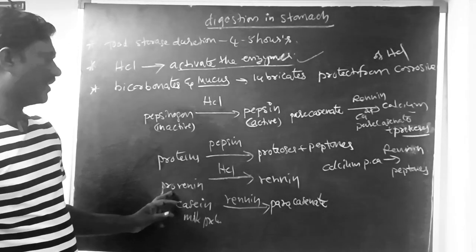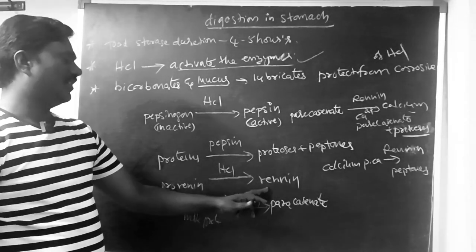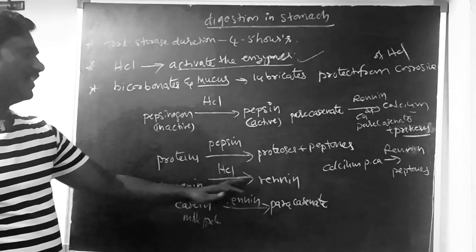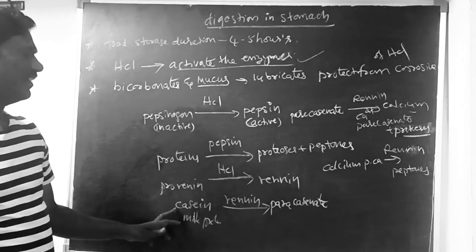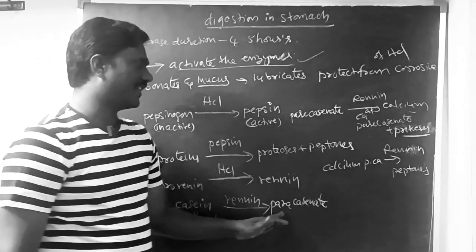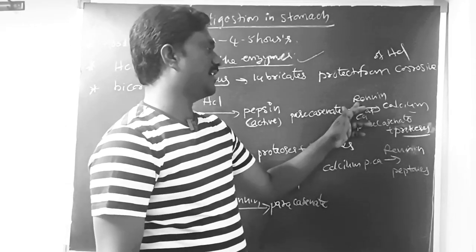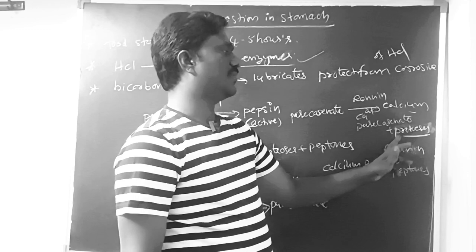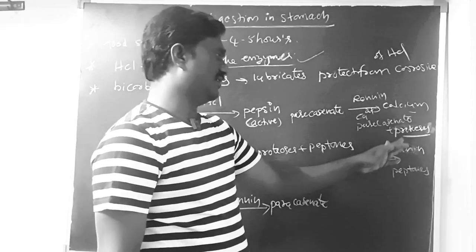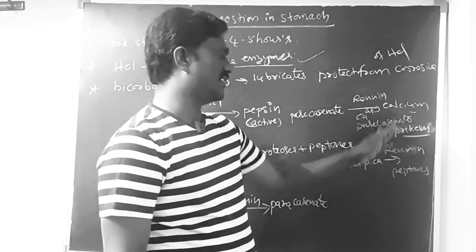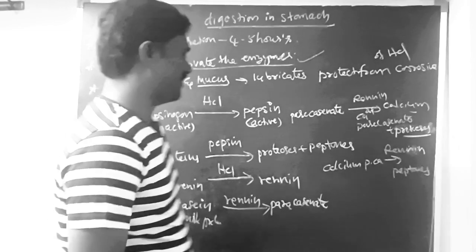So first, prorenin converts into the active form renin by the HCl. This renin acts on the casein and converts it into paracasein, again in the presence of calcium ions by the renin, giving calcium paracasein and proteases. Those proteins in the form of calcium paracasein convert into peptones.